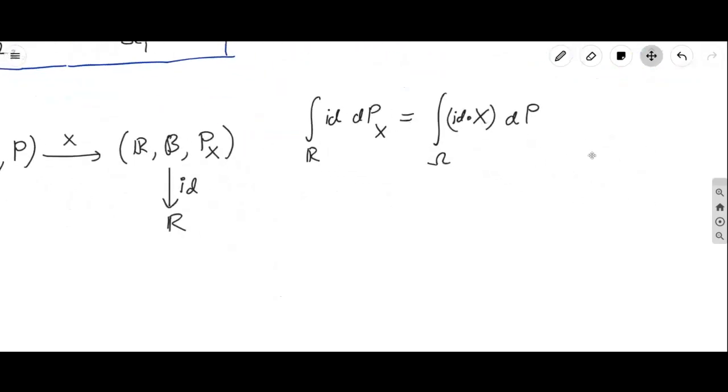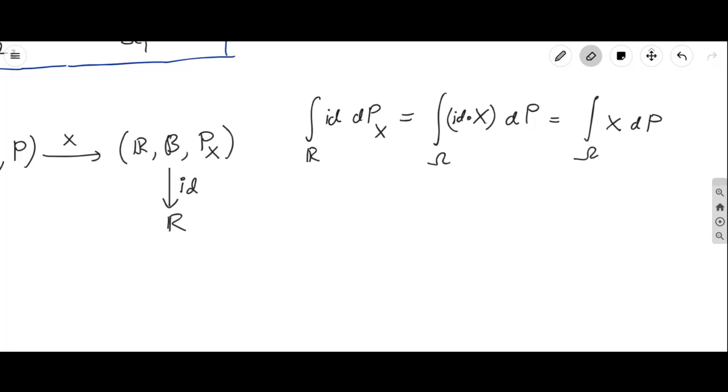And, well, because you're composing with the identity function, that's really just the same thing as integrating x with respect to the original measure. And this is what we did. So when we're integrating a random variable with respect to this probability space, that's the same thing as integrating the identity function on the real line with respect to the distribution that arises from that random variable. So this is what's happening here.